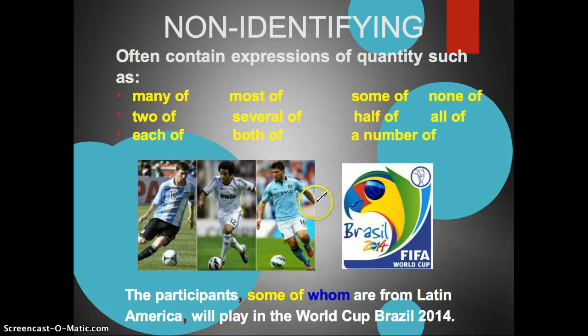Non-identifying adjective clauses often contain expressions of quantity, such as many of, most of, some of, none of, two of, several of, all of, each of, both of, a number of. Let's see an example. Look at the pictures we have here. Soccer players, and this is the logo of Brazil, the World Cup. So the participants, some of whom are from Latin America, will play in the World Cup Brazil 2014. Notice that we are using commas here because we are giving more information about the subject, in this case, the participants. Some of is one of the expressions of quantity, and whom is the relative pronoun that we are using.